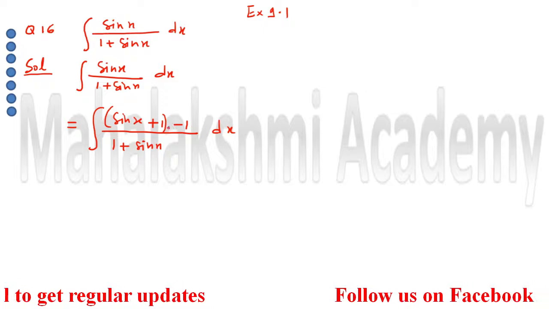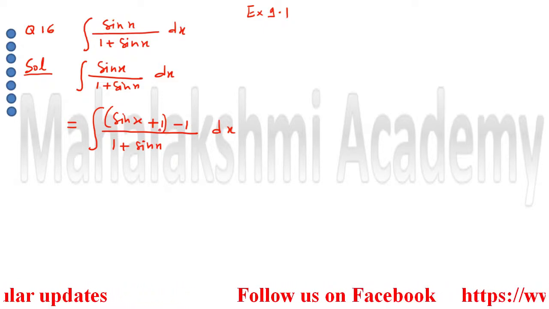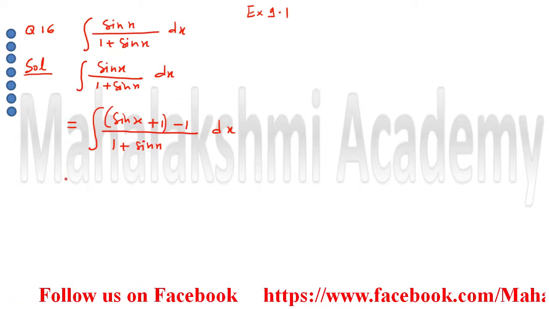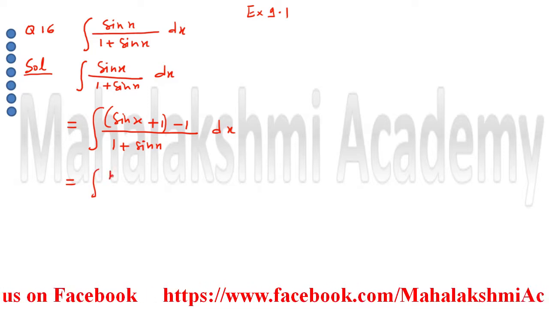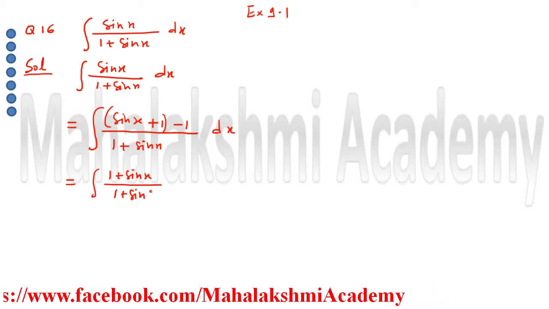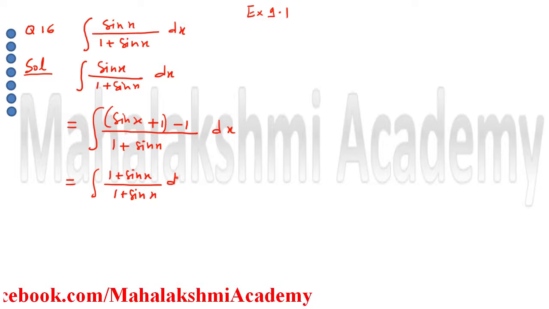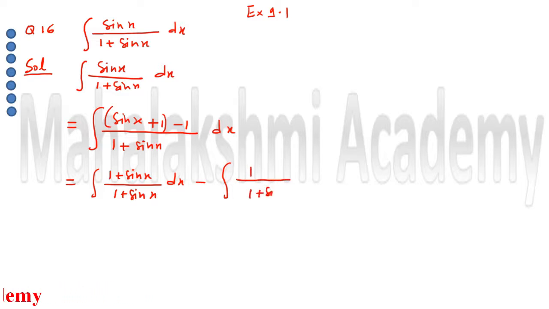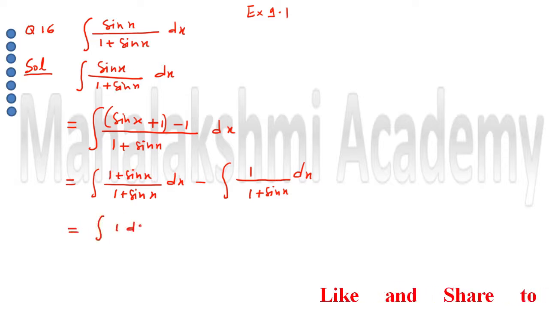So I converted the numerator into two terms. The first term is 1 plus sin x, the second term is minus 1. Then just separate them. When you separate it, it will appear like this: 1 plus sin x upon 1 plus sin x, with dx, then minus 1 upon 1 plus sin x and then dx. Like this I have separated them, and after separating, the first term cancels out. So here we get only 1 dx, which you can integrate.